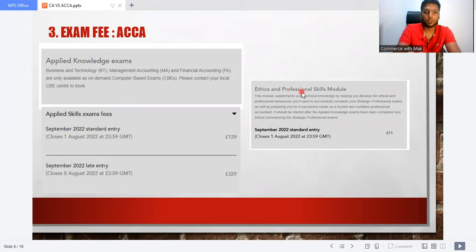And then after you finish the 9 papers of the skills module, you will have something called the ethics and professional skills module. This is something very important. You need to do it before you move on to the final, the third stage. This is just 71 pounds. In the earlier syllabus, it was completely free for those who did ACCA, but now they are charging a small amount for that. It's not a small amount when we compare, but just by fees, don't decide which qualification is better.